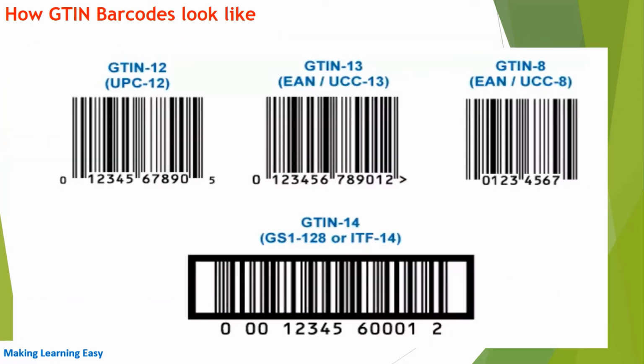How does a GTIN barcode look? You can see this is a GTIN 12 barcode, first, second, GTIN 13, GTIN 8, GTIN 14. These barcodes you will see on the product. If you buy a shampoo bottle, you will see one barcode on that. Or pen, pencil, whatever product you are buying from the market, you will see some barcode printed on the product. So that barcode would be either GTIN 12, 13, or GTIN 8.